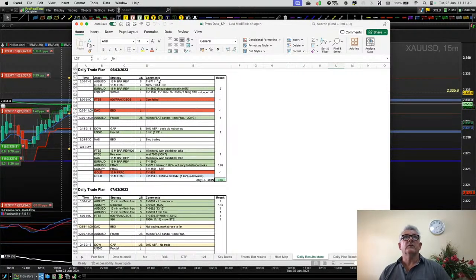if we didn't trade it, it's not coloured. If it's traded and we won, it's green. If we lost, obviously it's red. If it's still in play, then it's blue.